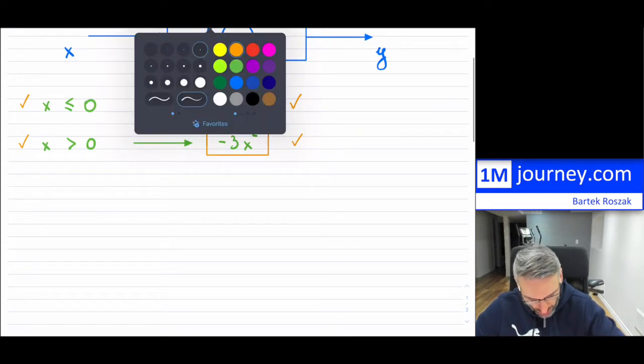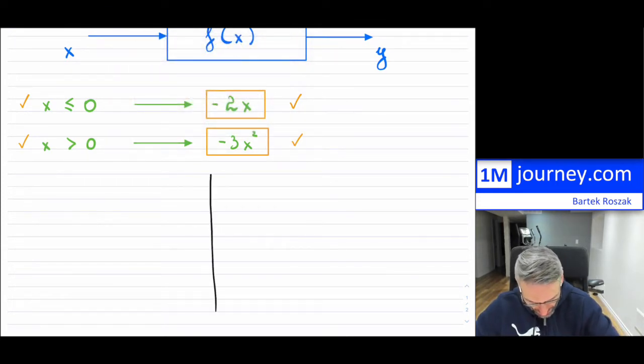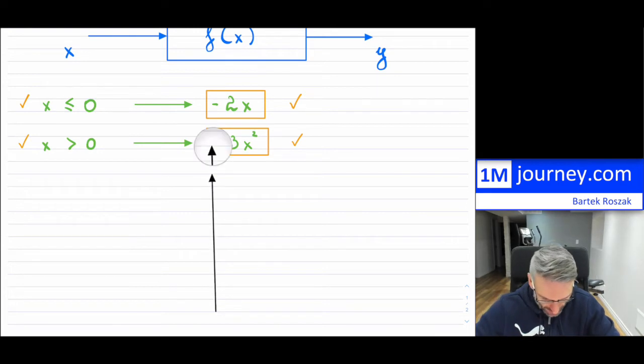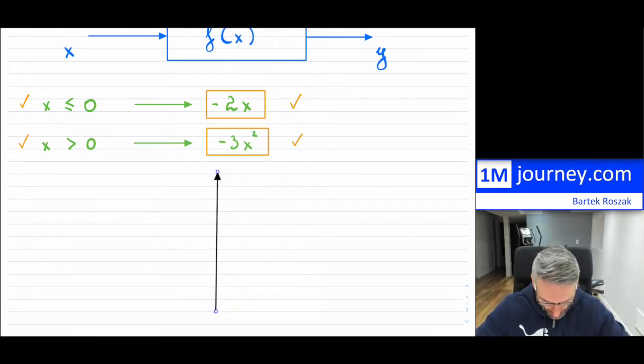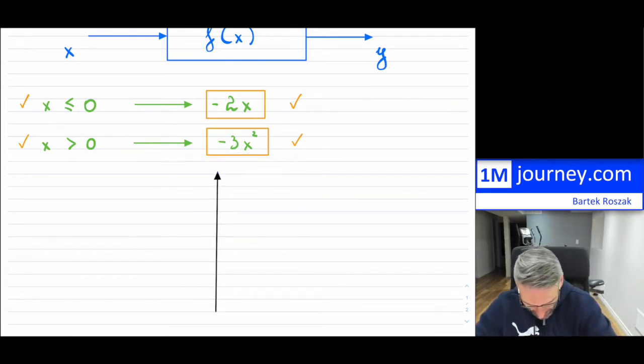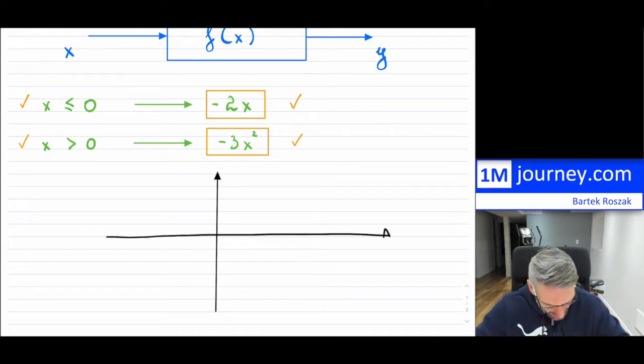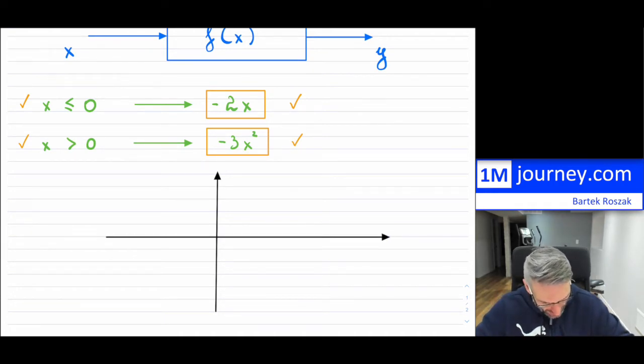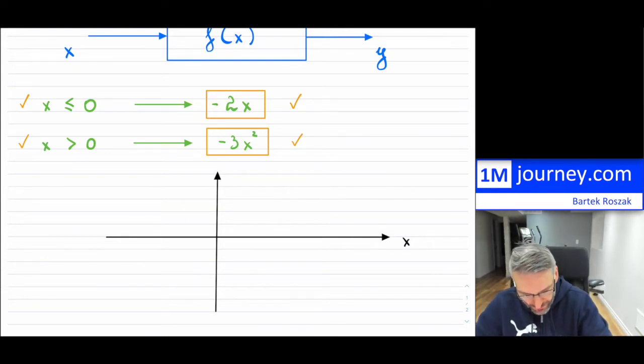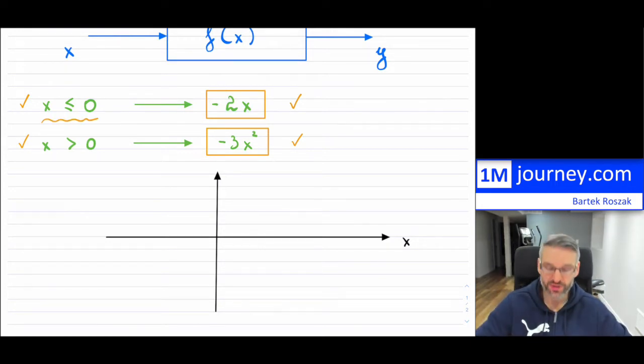We're good enough now at these sketches, especially when the functions come from parent functions that we know, and in this case that's definitely the case. So here is my x. For the first piece, x less than or equal to 0, it's going to take on negative 2x. So I'm just going to sketch this out. Here is my 0.